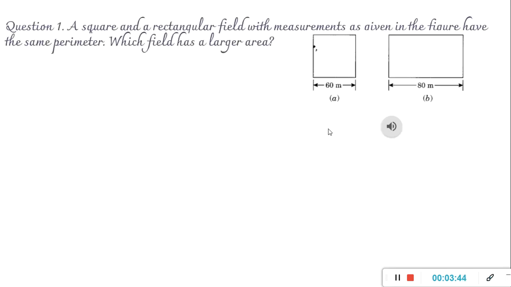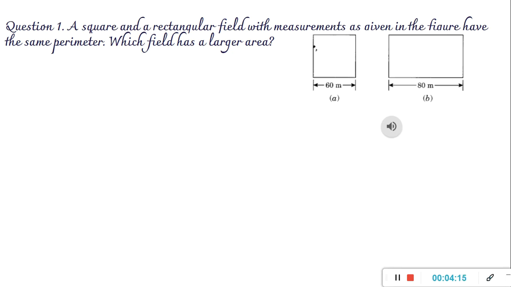A square and a rectangular field with measurements given in the figure have the same perimeter. Which field has a larger area? Here the square with a 60 meter side is given and a rectangle with 80 meter length is given, but the breadth is not given. But one thing is given: the perimeter of both the figures is the same. So first we can find the square's perimeter, which is the same as the rectangle's perimeter. Then from that we can find out the breadth of the rectangle, right?